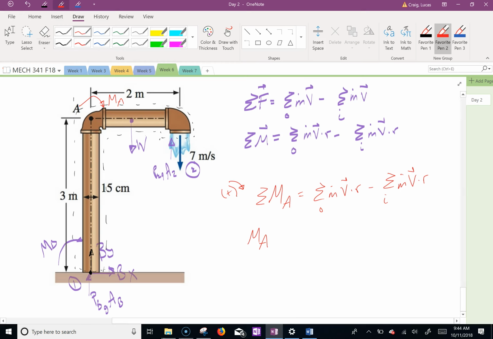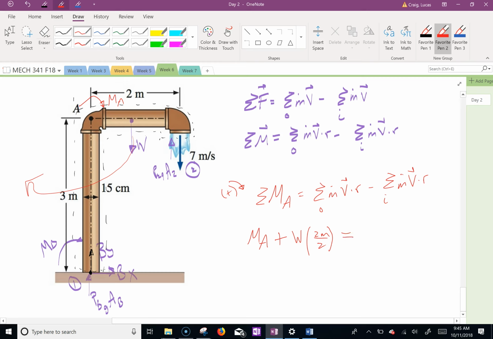So let's do that. Then we have plus W times what? What's R1? So I'm going to do 2 meters over 2 because that acts halfway, and we have a positive moment. The other force would be this gauge, right? That one's 0. It's the atmosphere, so we don't have to worry about that. Now there's no other forces or moments.